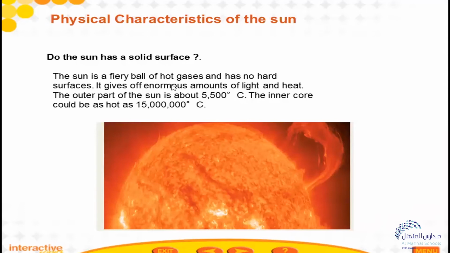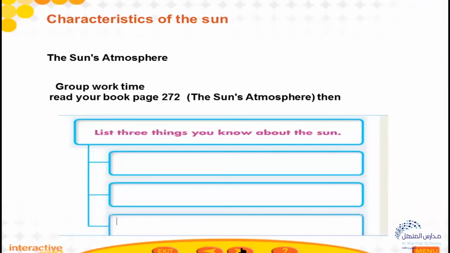It gives off an enormous amount of light and heat. The temperature of the outer layer of the sun is about 5,500 degrees, while the inner core of the sun could be as hot as 15 million degrees. Wow, it's very hot there. What other properties of the sun can we learn about? If you look at your book, page 272, you can give me 3 pieces of information about the sun's atmosphere.